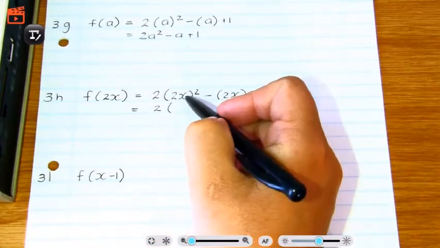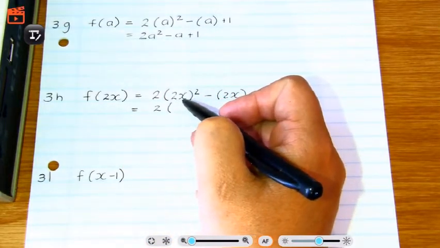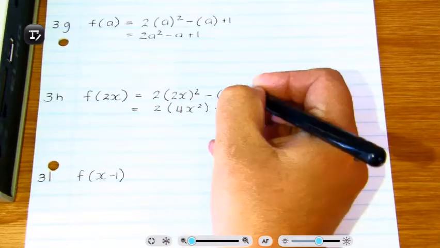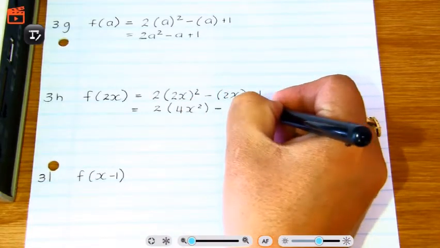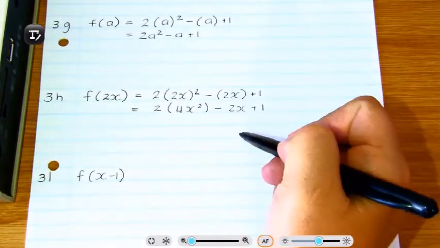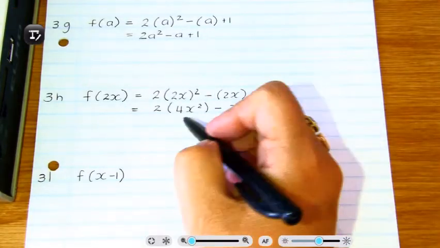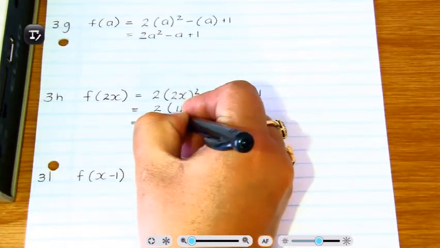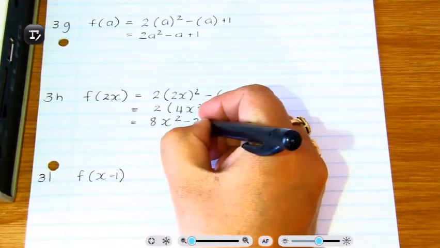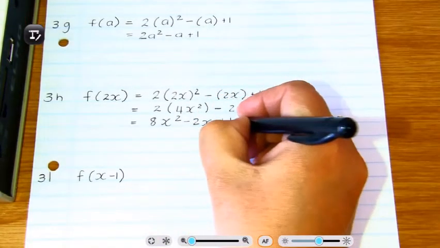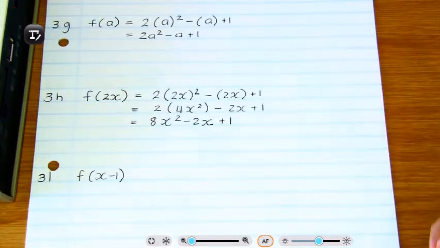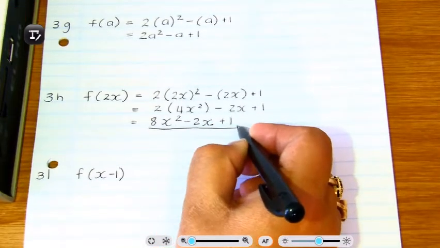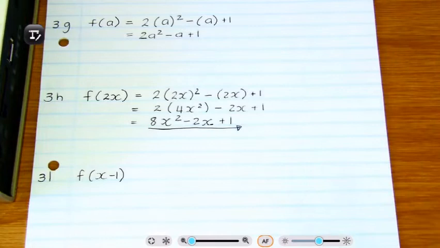2x times 2x, you should agree, gives you 4x squared, minus 2x plus 1. I could get rid of that bracket because I already put in the negative. From there, 2 times 4x squared gives me 8x squared minus 2x plus 1. You can see there are no like terms there, so I cannot take it any further. So my f of 2x is equal to 8x squared minus 2x plus 1.